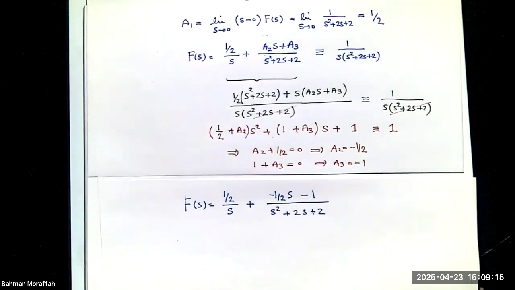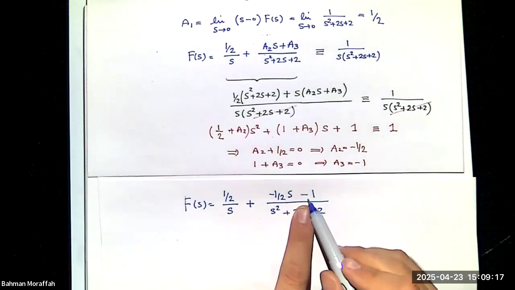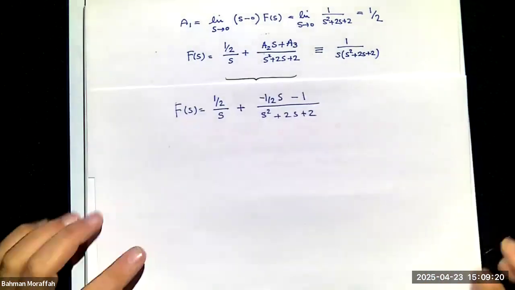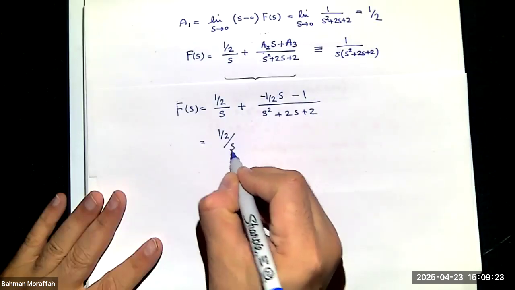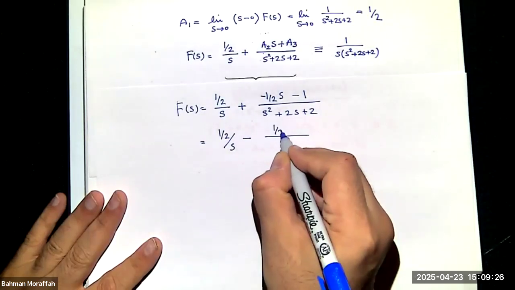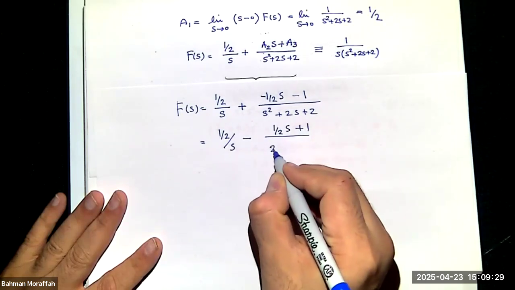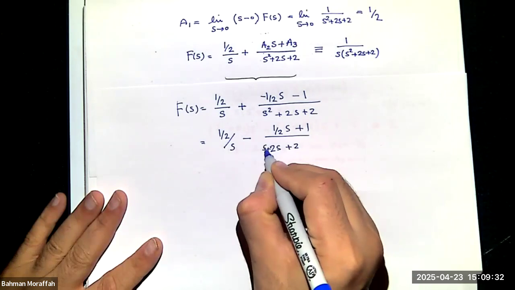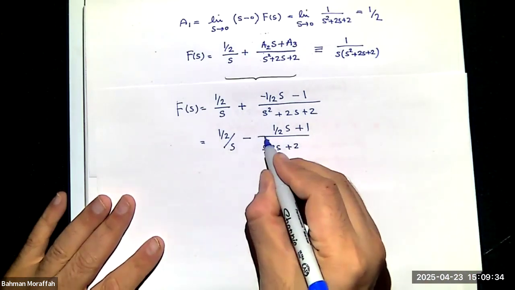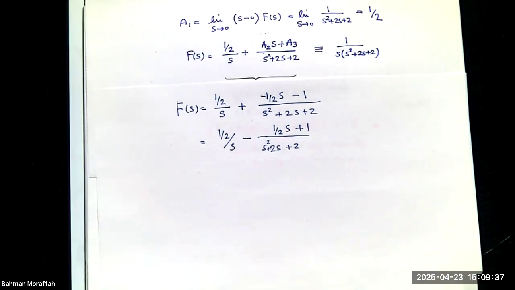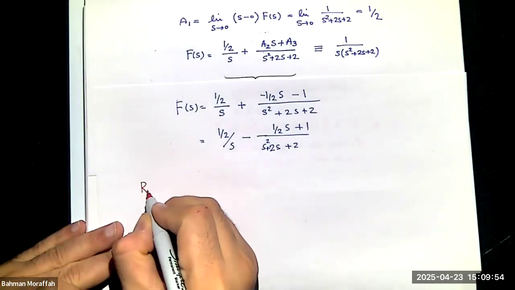Right? I can pull this negative 1, basically times negative 1 out, and rewrite this as half over s minus half times s plus 1 divided by s squared plus 2s. Right? This is easy. I know exactly what this is. This is a step function. This is the part that I got some issues with. Right? But keep that in mind. Just a quick reminder.